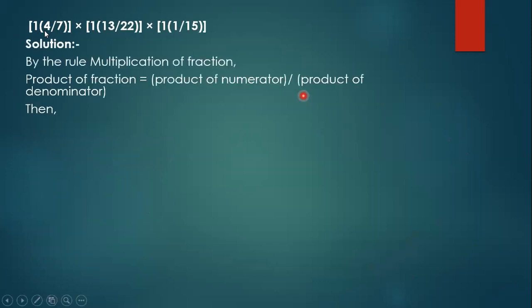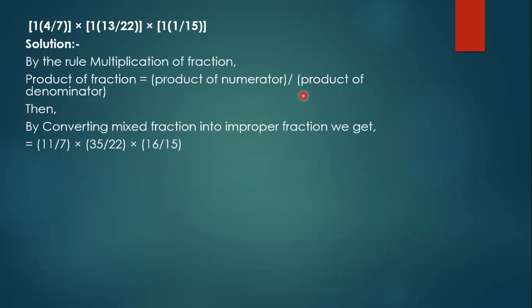Here again, three fractions are given to you and all these three fractions are mixed fractions. What will you do? You will first convert the mixed fractions into improper fractions. How do we convert? 7 multiplied by 1, 7 plus 4, which will become 11 by 7. The next one would be 22 multiplied by 1, which is 22, plus 13, which is 35 upon 22. The denominator remains same. And similarly, 15 multiplied by 1 is 15, plus 1, 16 by 15.